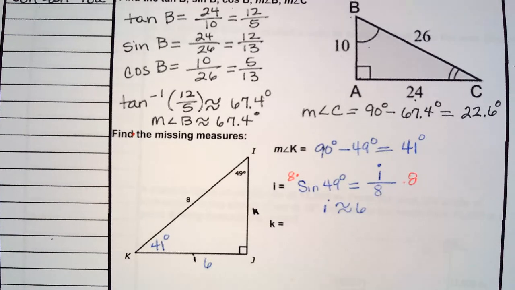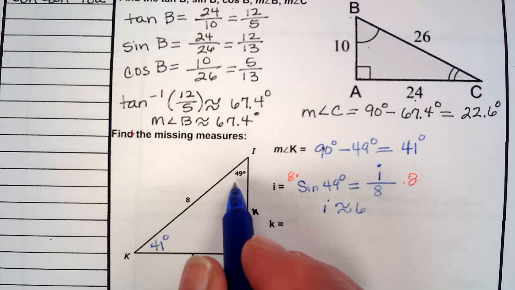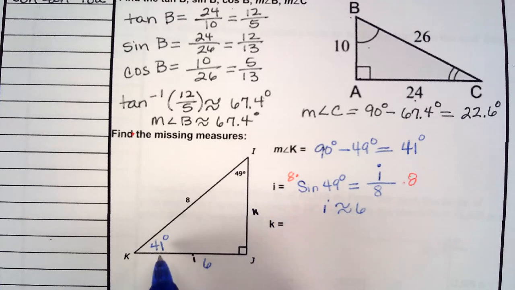Okay, now, there's several different ways I can find K. I can use the cosine of 49, I can use the sine of 41, or I can use the tangent of either side, or I can use Pythagorean theorem. There's lots of ways after you get two sides to find that third one.